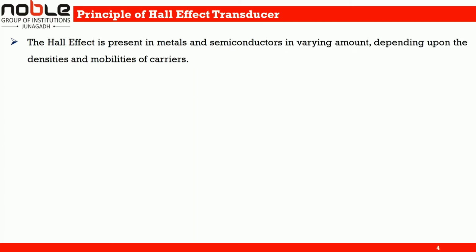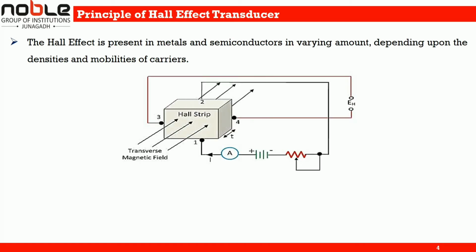Now, in the principle of Hall effect transducer, the Hall effect is present in metals and semiconductors in varying amounts depending upon the densities and mobilities of carriers. Here, as we can see in the figure, there is one Hall strip, and between 1 and 2 a voltage source is applied with the help of a rheostat, and it is connected in series. And the output voltage, or we can say Hall voltage, is produced on the opposite edges, 3 and 4 side.